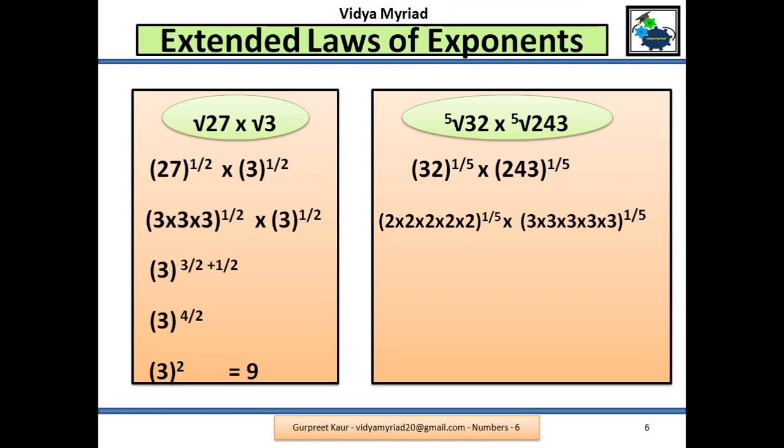Okay. Now I will write it in the power form. It will become 2 raised to power 5 multiplied by 1 by 5, multiplied by 3 raised to power 5 multiplied by 1 by 5. So what will it become? 2 raised to power 5 upon 5 multiplied by 3 raised to power 5 upon 5. These powers are same, so they get cancelled. The answer comes to only 6.